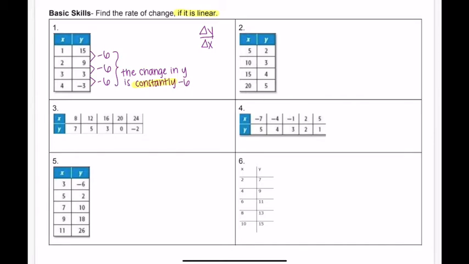Okay, now let's look at the change in x. So to get from 1 to 2, how did that change occur? It went up 1, so +1. From 2 to 3, again, +1. From 3 to 4, +1. So the change in x is constantly +1.